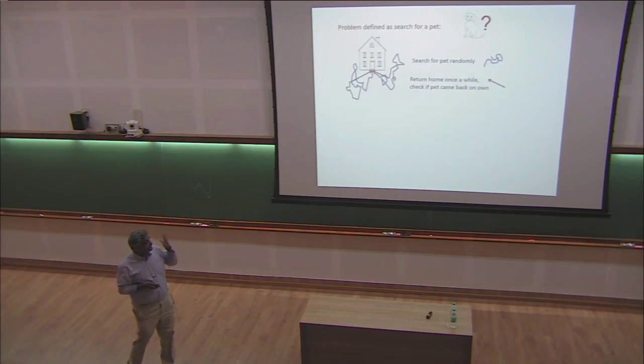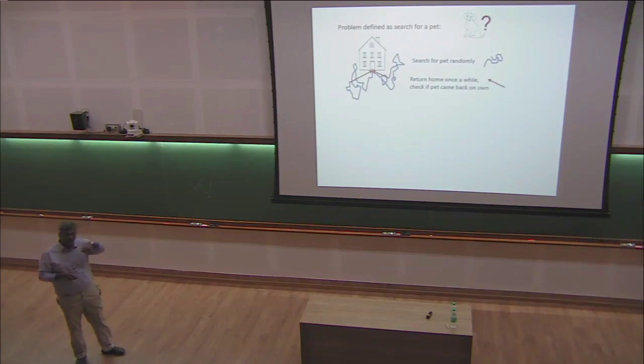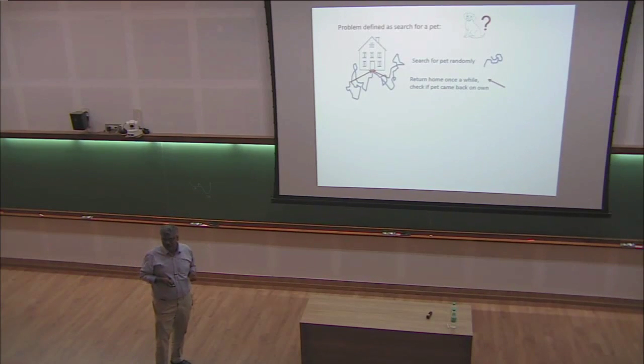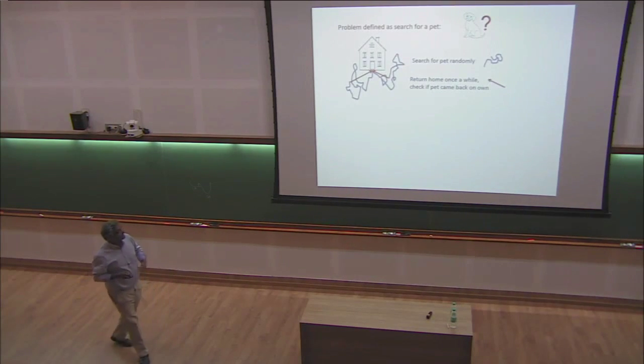So again, he has in his introduction defined how you can look at it. It's sort of a search problem where you search randomly for some time and then suddenly return back. So you could think of it as searching for a pet or something.